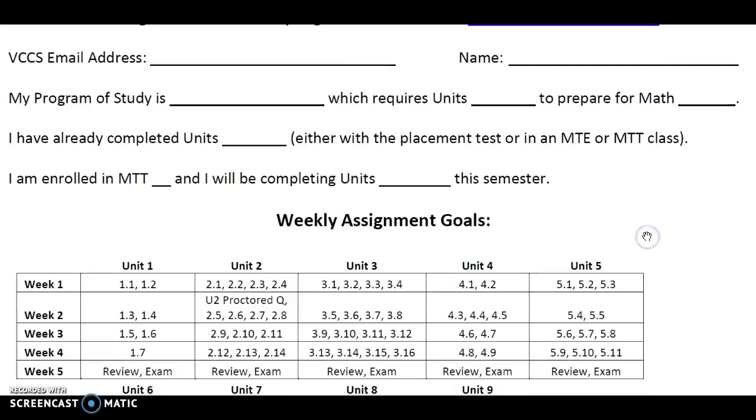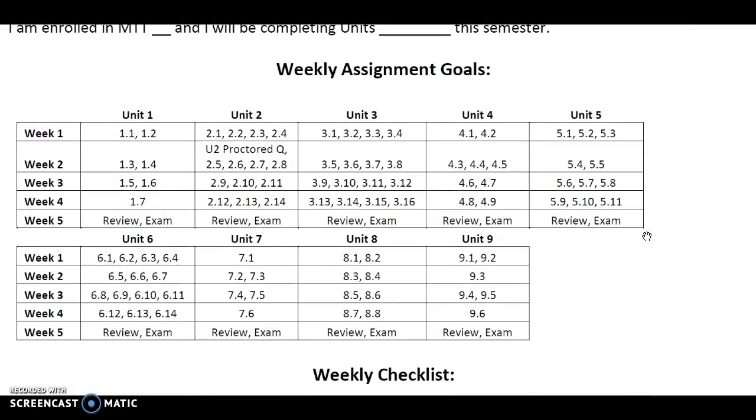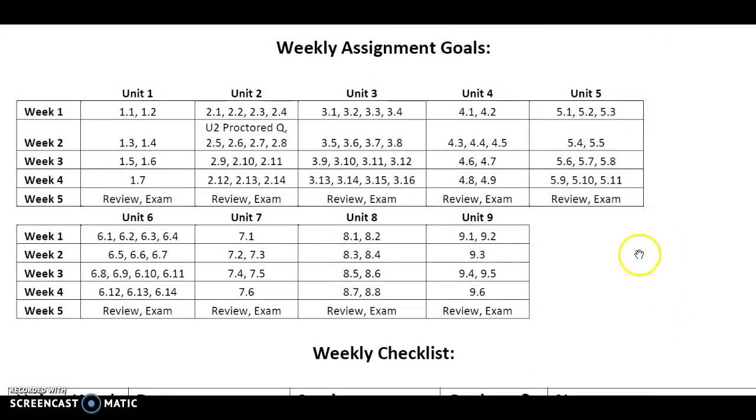For the next section here is weekly assignment goals, and this covers all the units, and you'll notice that they're divided up into 5-week blocks because you have 5 weeks to get each unit done, and this will pace you so that you have time to get everything done. If you meet your weekly assignment goals, you will be on track to complete your unit on time and pass the course. If you fall behind, you need to catch up immediately. It's really hard to catch up in this class, so don't let yourself fall behind.